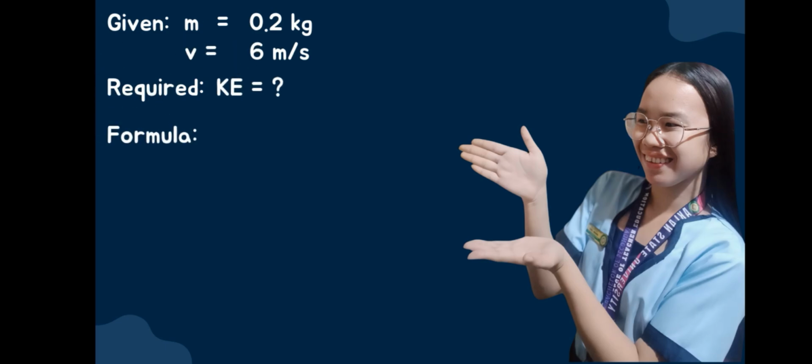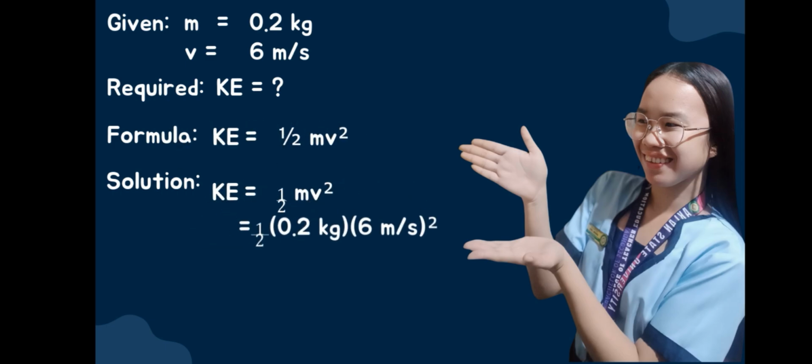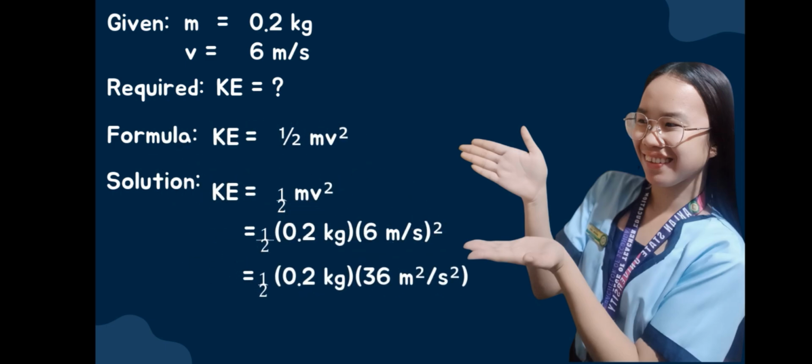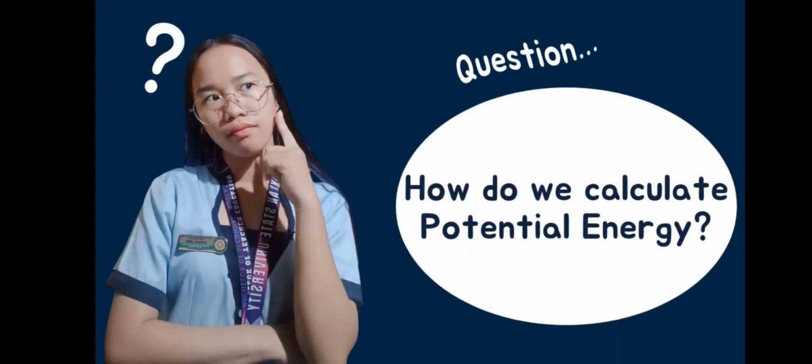Third is our formula. And fourth, the solution. We will just substitute the given values into our formula and simplify. After completing the solution, we will come up to the answer, which is 3.6 joules. Let's now move on to how to calculate potential energy.